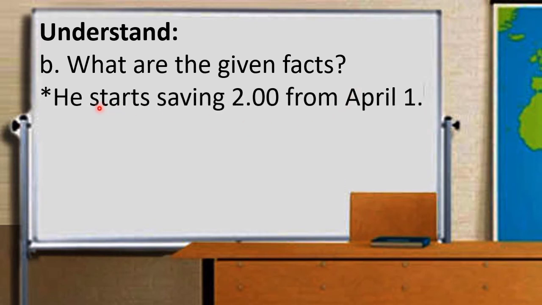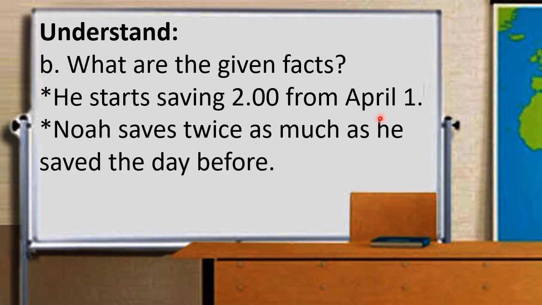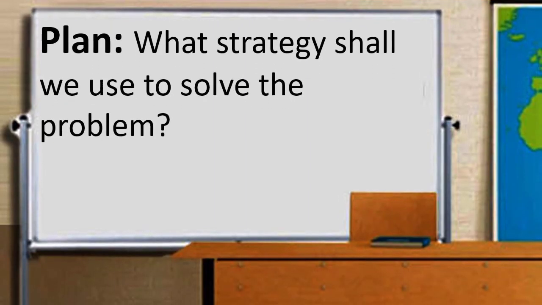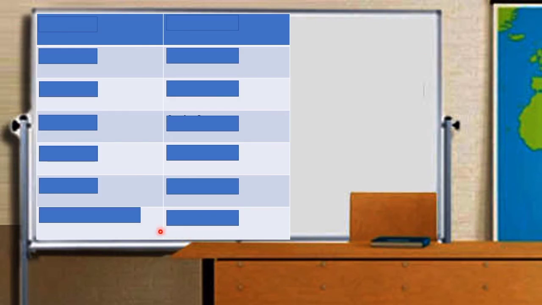Correct. He starts saving 2 pesos from April 1. Noah saves twice as much as he saved the day before. Next is plan. What strategy shall we use to solve the problem? Let us use a table.